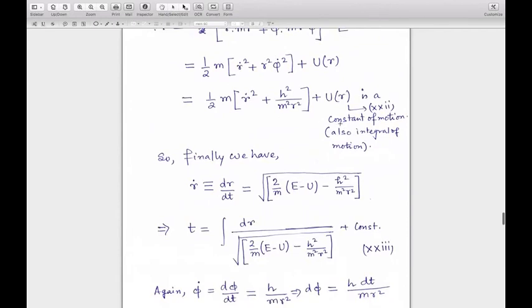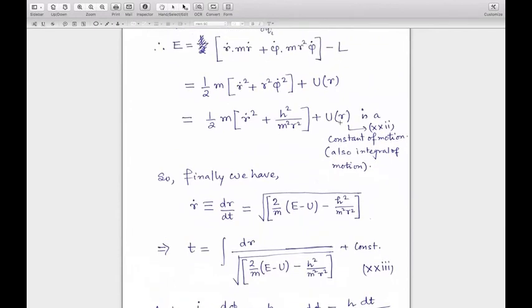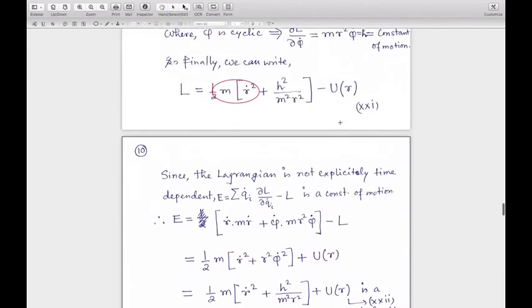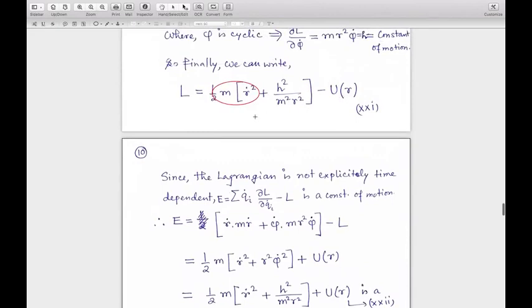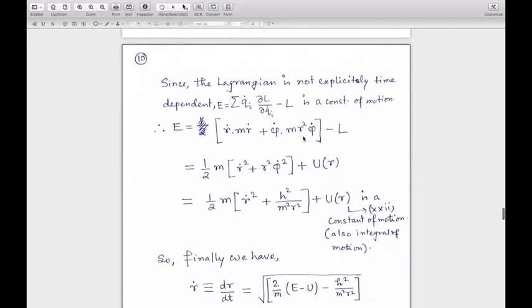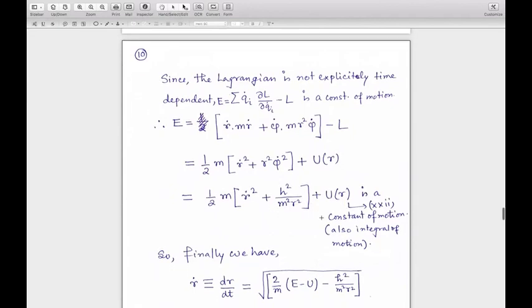But if one asks what the effective potential energy is, you actually have the freedom to say either it is U minus h square by 2m r square, if your reference of argument is the Lagrangian, or if your reference of argument is E, then you can say my effective potential energy is U plus h square by 2m r square.